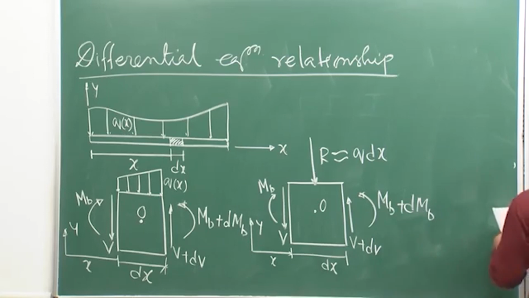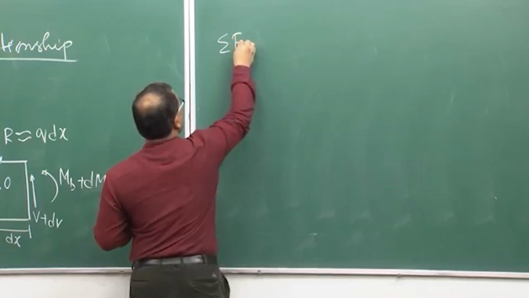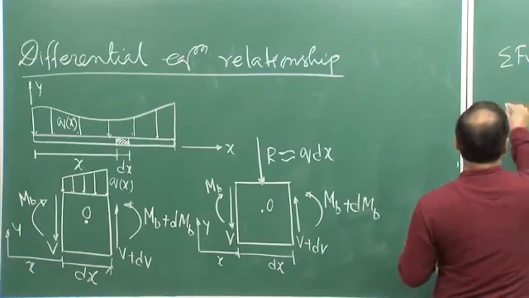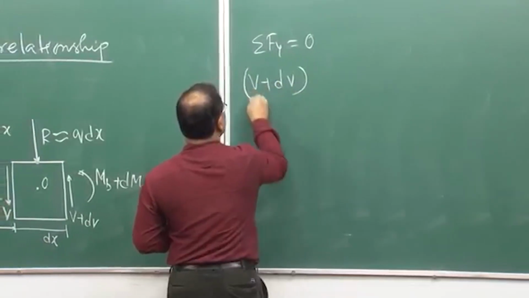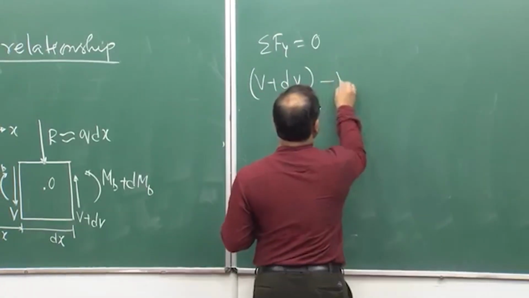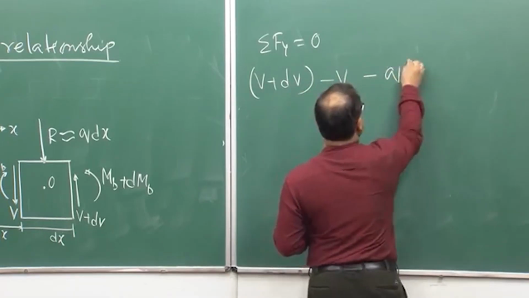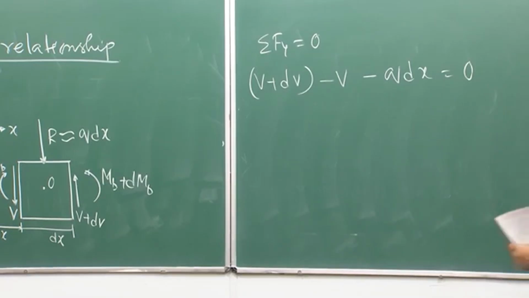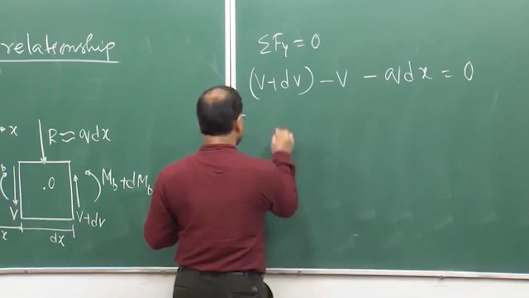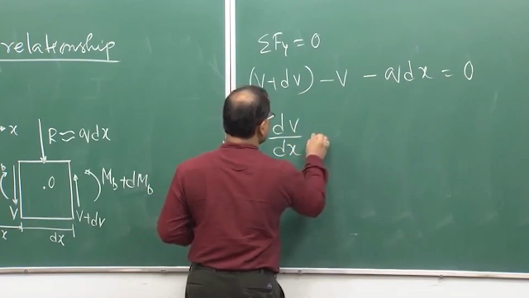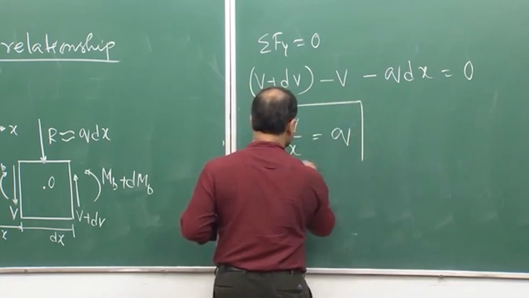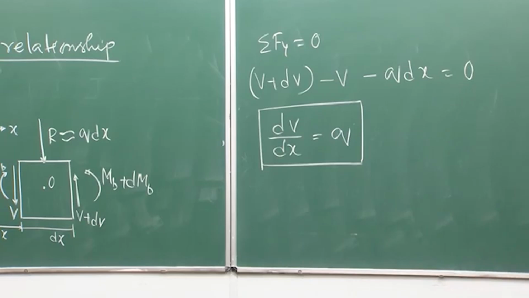Now if I apply the equilibrium condition, say Fy is 0 for this small element, I can simply write V plus dV minus V minus q dx equal to 0. Agreed or not? Fine. From this I can simply write dV/dx equal to q. This is the differential relation between the shear force and your load intensity q.